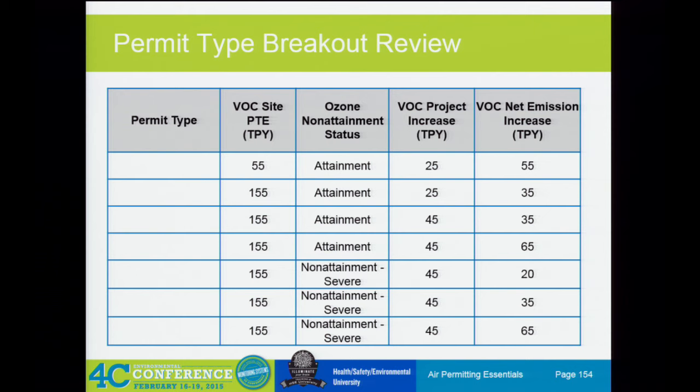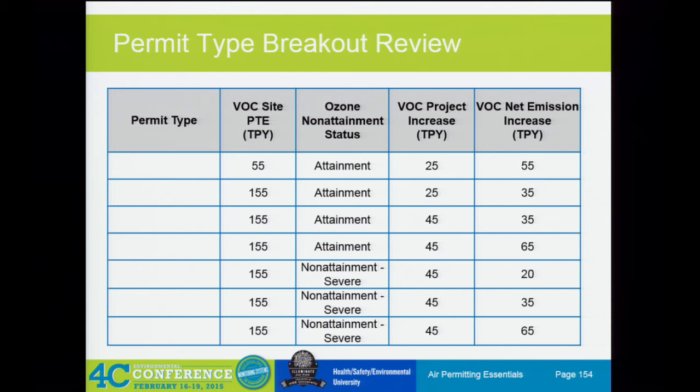So in this case, the project increase is 45, and we're comparing that against the 25 ton per year threshold. Depending on your state implementation plan, that 25 tons per year might end up being 5 tons per year. Some states will keep the same 25 tons for both the project and for the modification, and that same 25 tons is what triggers the major modification, or triggers the major source definition under Title V.